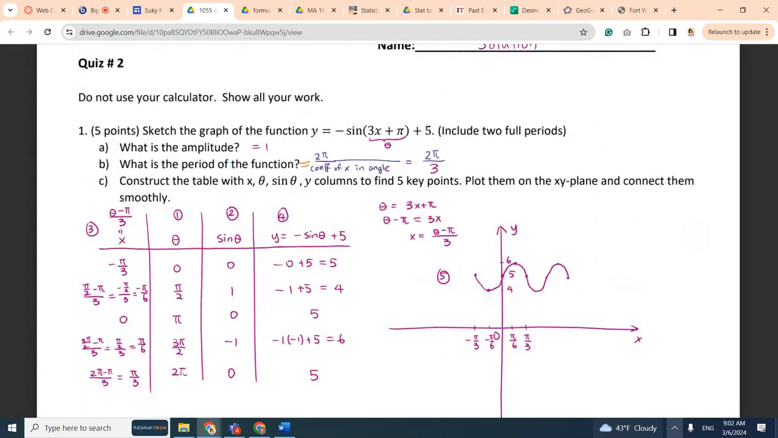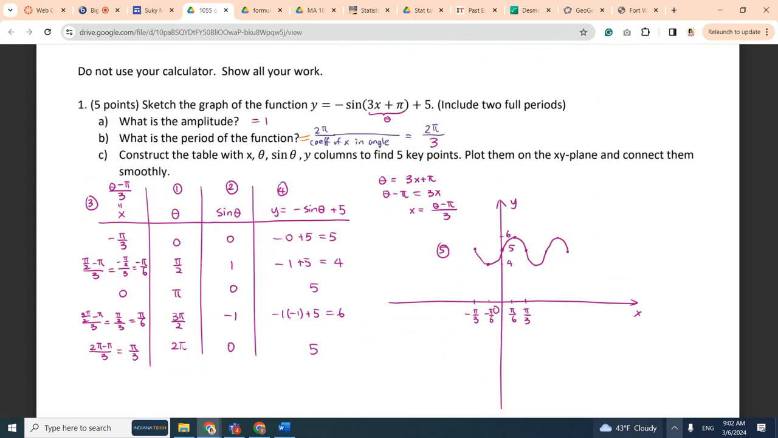Okay, so the first problem asks you to sketch the graph. And the first step is you look at, this is a sine function. So you put a table with 4 columns, x, theta, sine theta, and y. So the theta and sine theta, the middle 2 columns, are fixed. Remember those 5 key points?